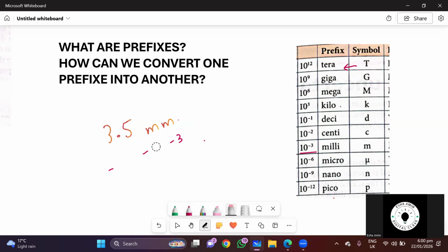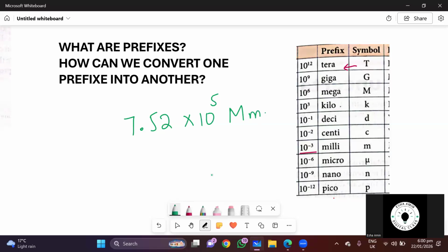So if they ask you to write, let's say there is 7.52 into 10 power 5 megameters, and they ask you to write your final answer in the SI unit. So megameter is not an SI one. The SI unit is meter. So how can we convert it? We will just go to the table and check the value of mega. This is 10 power 6.